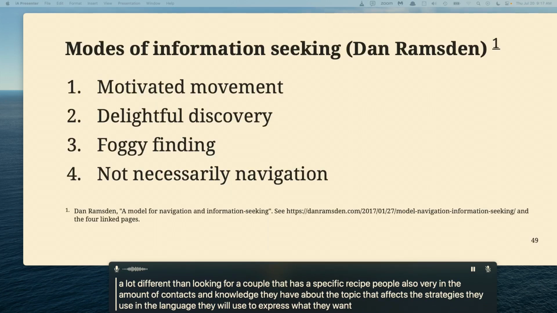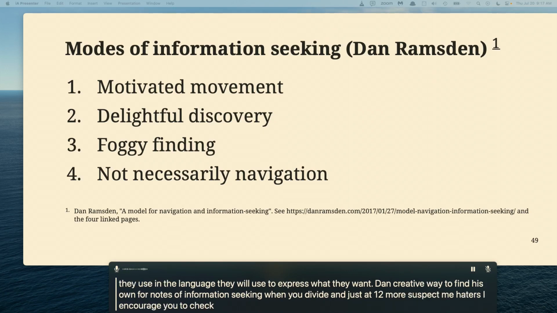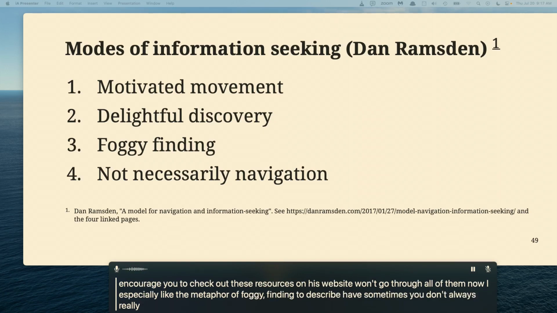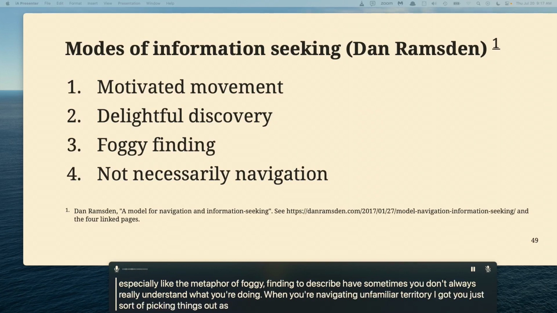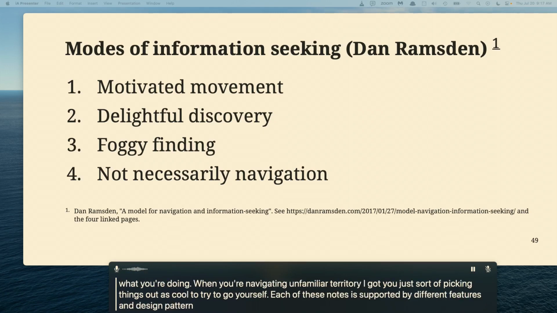Dan creatively defines his own 4 modes of information seeking, which he divides into 12 more specific behaviors. I'd encourage you to check out these resources on his website. Won't go through all of them now. I especially like the metaphor of foggy finding to describe how sometimes you don't always really understand what you're doing when you're navigating unfamiliar territory. Again, you're just sort of picking things out as clues to try to guide yourself. Each of these modes is supported by different features and design patterns in the user interface.